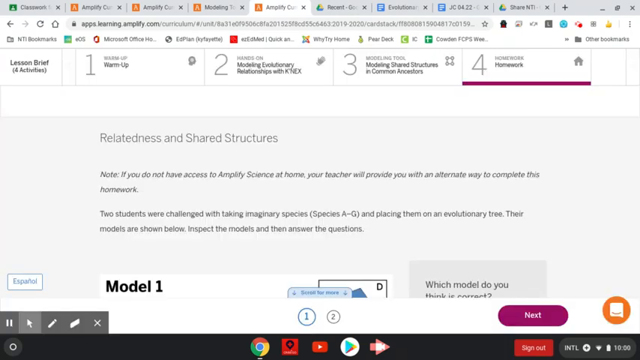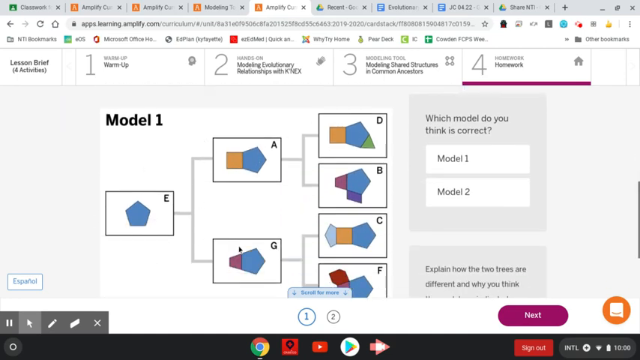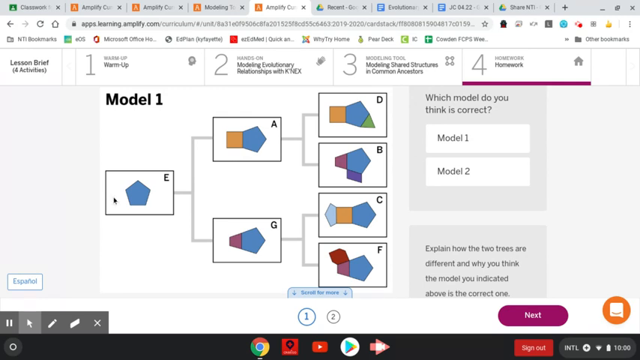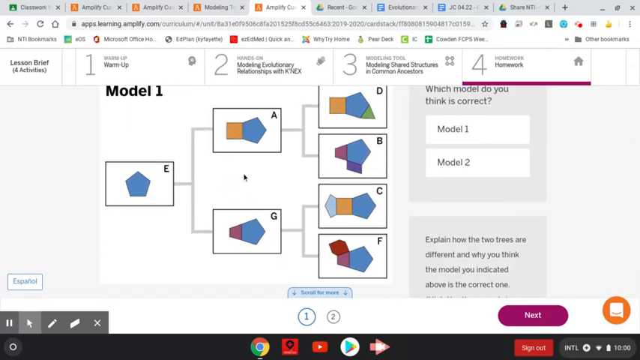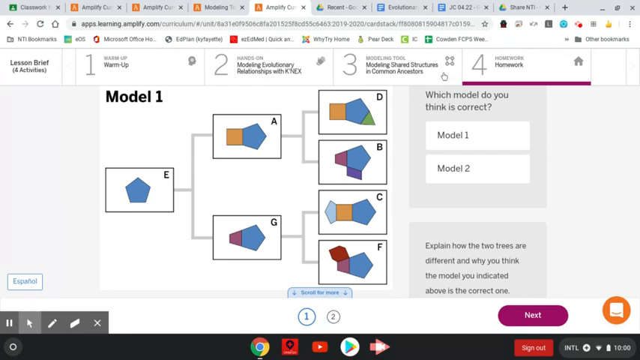So section 4 is the homework. And in section 4, there are two models that she would like you to look at. Model 1 and Model 2. Okay? You are supposed to compare these models and track how they go from the ancestor population, which is E in both models, to the next generation, which is A and G in both models. This is where you're going to find the differences in descendants D, B, C, and F.